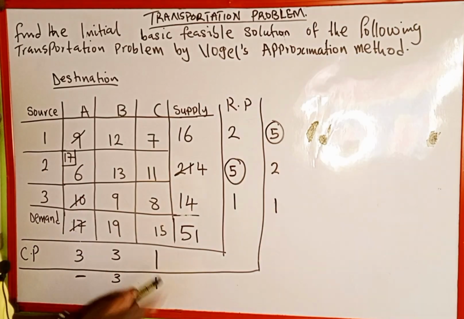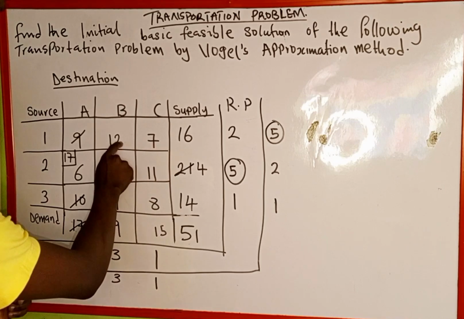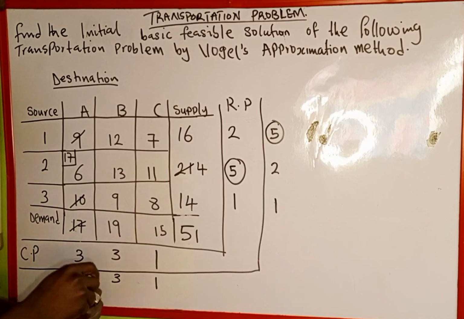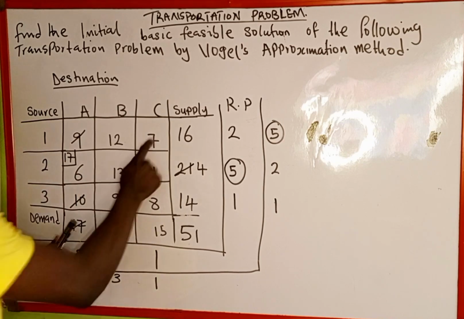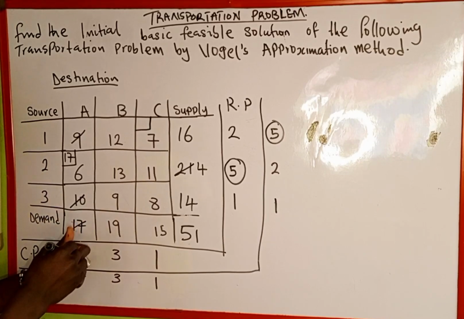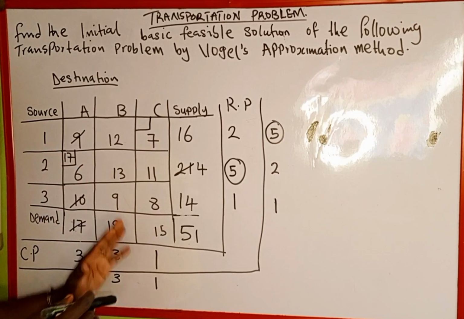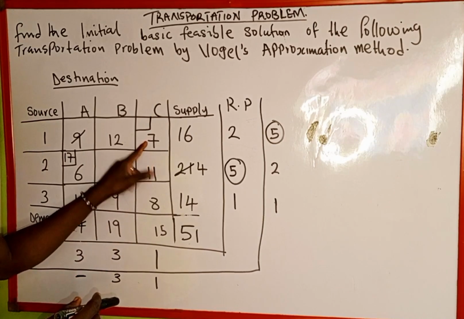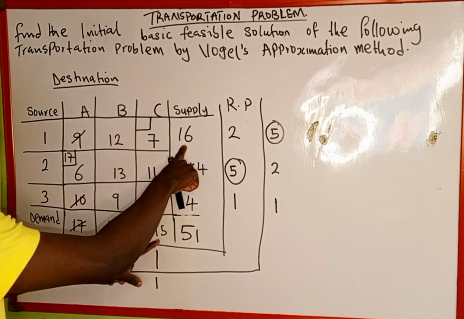So our next allocation is going to be on the row with 5. We have only 12 and 7 here, so our allocation is going to be on the least number, the minimum value, which is 7. So our allocation is going to be in this cell. The next thing we're going to do is compare the supply and the demand corresponding to this 7. The supply is 16, then the demand is 15.